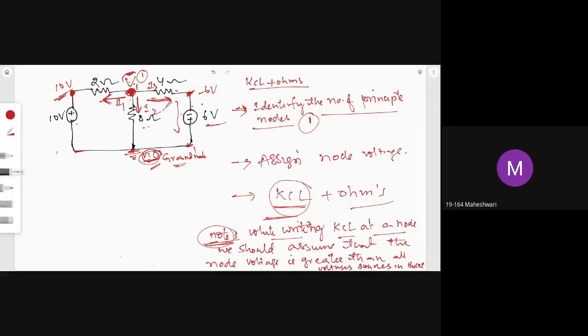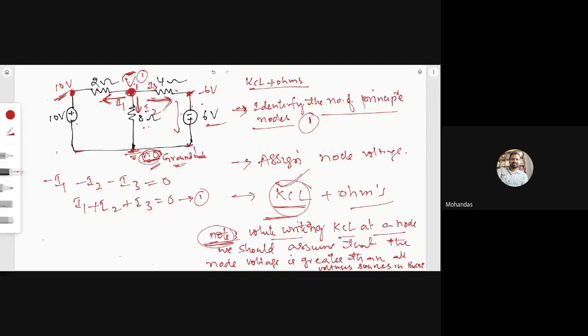Entering, minus I1, minus I2, minus I3 equal to 0. Very good. As minus is common for each and every one, I am writing I1 plus I2 plus I3 equal to 0. If I take a minus common, then I can write this equation. This is, let us say, equation 1. KCL is complete. Okay?